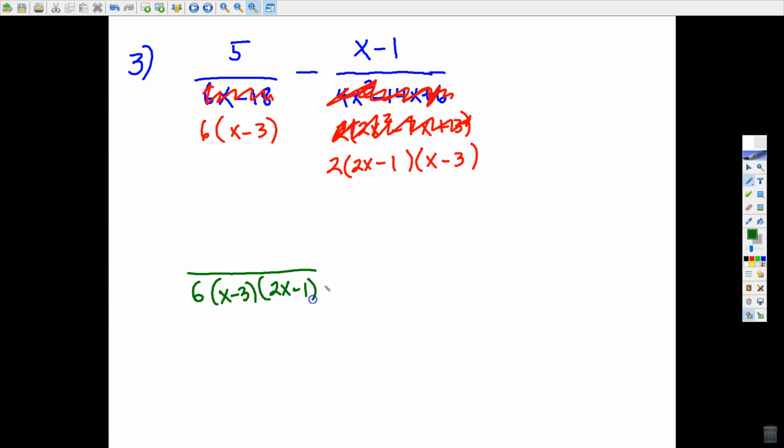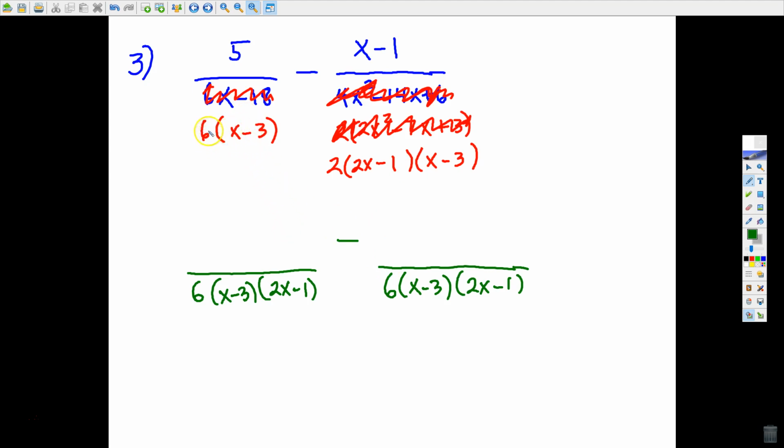The LCD has to be something that both of these denominators can divide into evenly. And it's helpful if we choose the lowest, that's why we call it the LCD. We need the lowest common denominator that both of these would divide into evenly. And that eliminates the need for further reducing or factoring when we get down to the end of our problem.